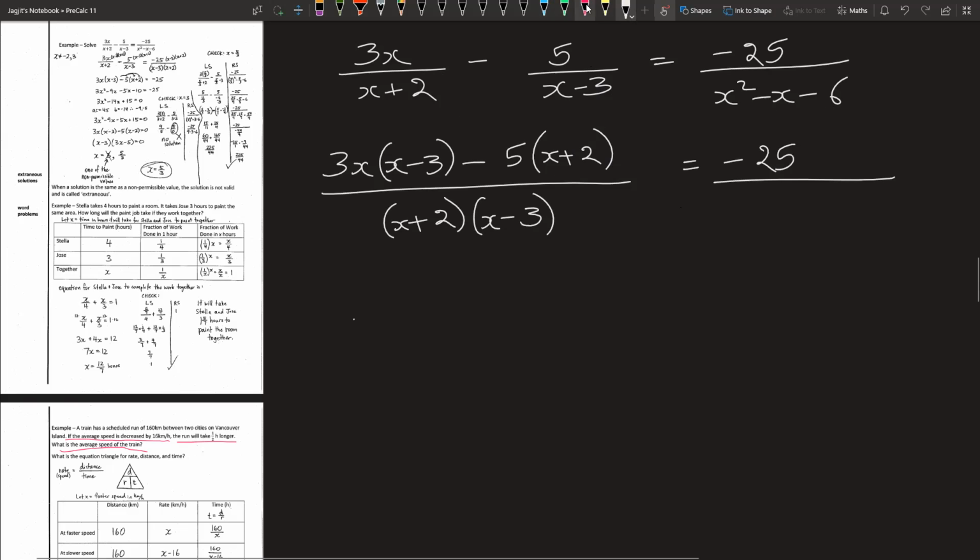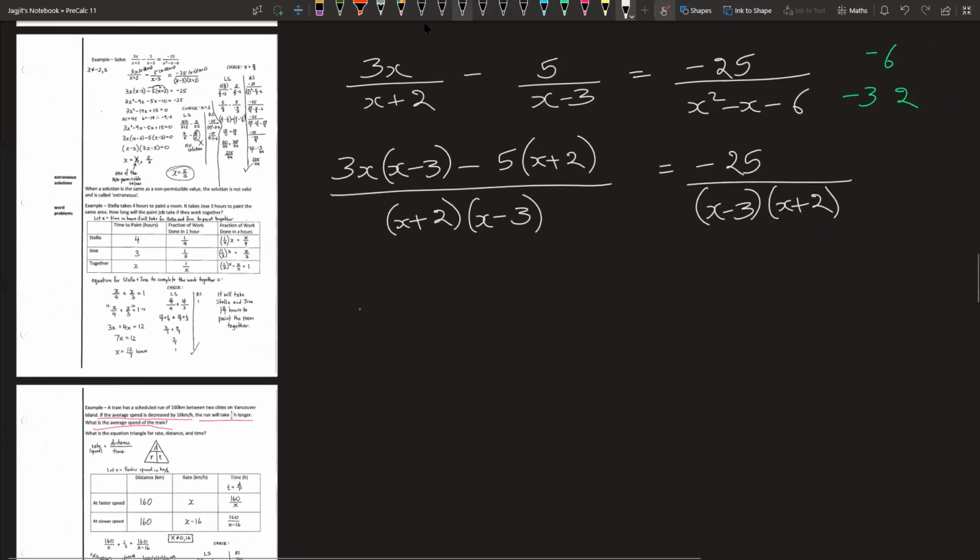I see a quadratic. I'm going to factor that. 1 times minus 6 gives me minus 6. So I want to find two numbers. When you multiply them, you get minus 6. When you add them, you get minus 1. Those numbers are going to be minus 3 and 2. So we can factor that as x minus 3 and x plus 2. Okay, perfect. So far, so good.